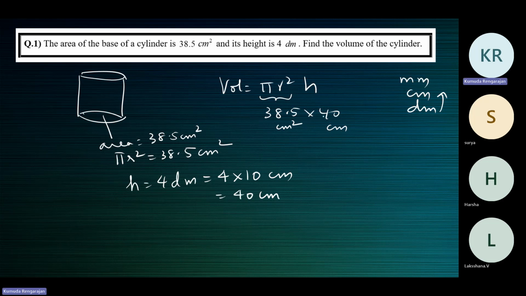You should not take h as 4 decimeter, because pi r square is in centimeter square. So h should be in centimeter. Or you should convert this one to decimeter square. But between centimeter and decimeter, the more commonly used unit is centimeter. So we prefer to convert 4 decimeter to centimeter.